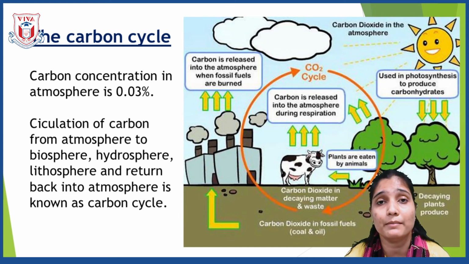And when animals and plants die, they get decomposed and mixed into the soil and release carbon dioxide into the atmosphere, and some of the carbon is trapped in the soil. Over a million years, it changes its form and converts into coal, diamond, fossil fuel, etc.